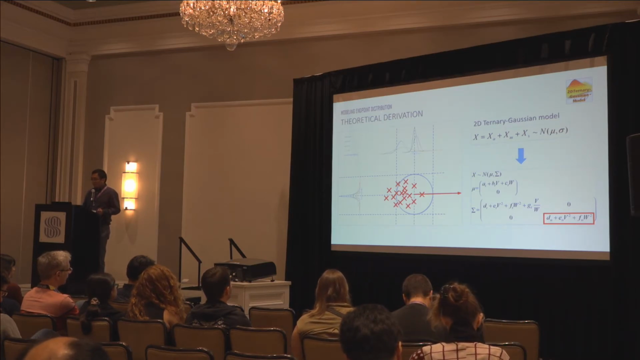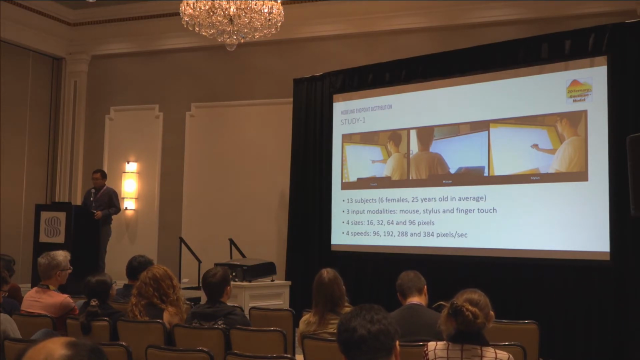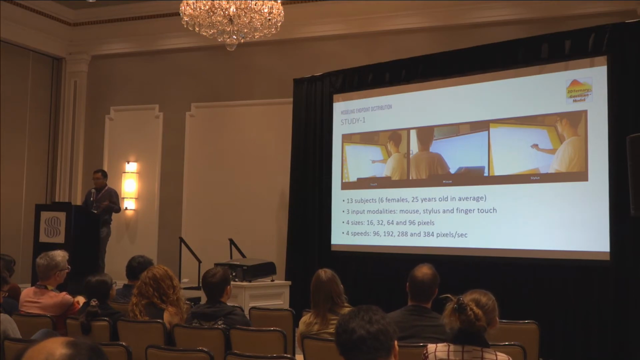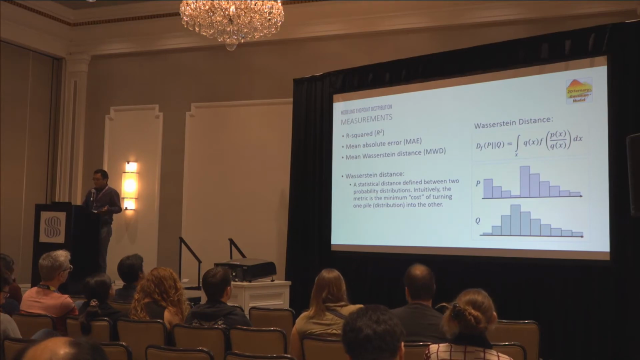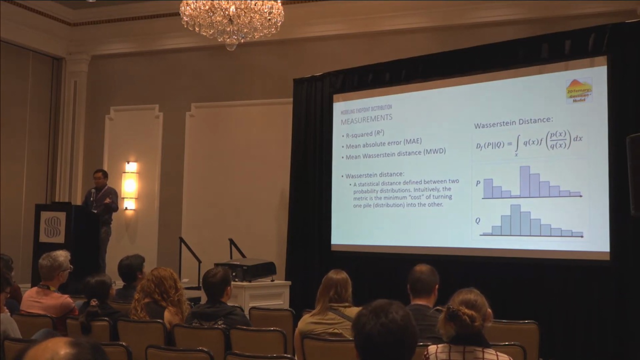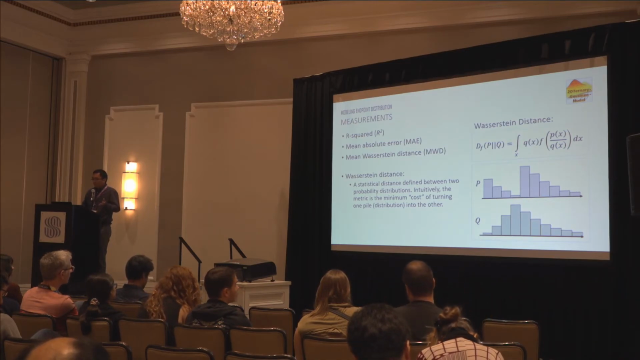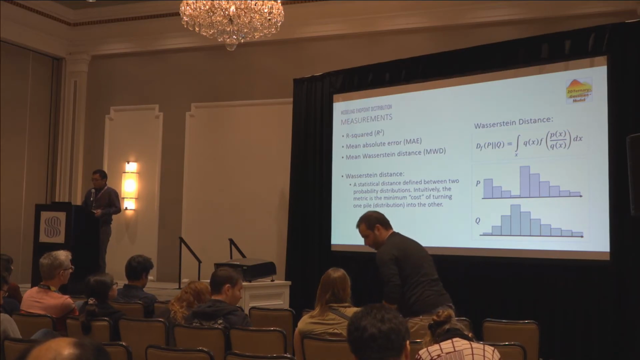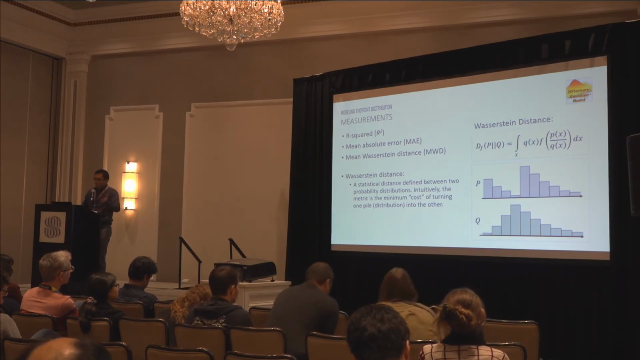And then they ran a user study to evaluate which one is more appropriate in modeling endpoint distribution. We have 13 subjects and a large touch screen and different target sizes and speeds. And they actually tested 3 input devices: mouse, stylus, and finger touch. And for the metrics to determine which model is better, they used R-square, mean absolute error, and also Wasserstein distance. It's a distance that basically describes how close 2 distributions are.